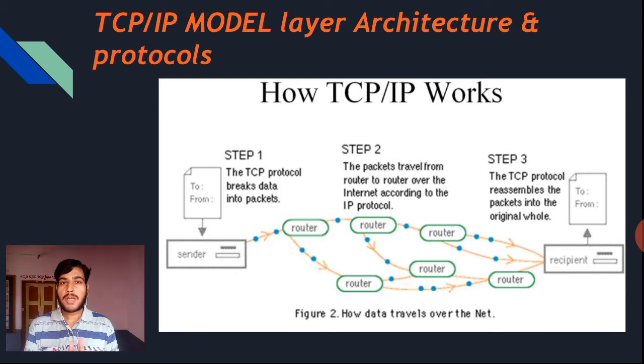So this is the first part. After reaching the destination, the TCP protocol has to reassemble and re-sequence the packets received at the destination side, so that the destination system can read the entire message successfully. So this is how TCP/IP works.